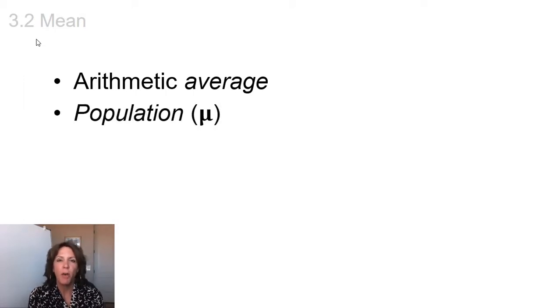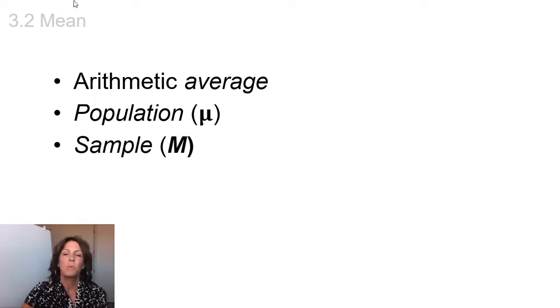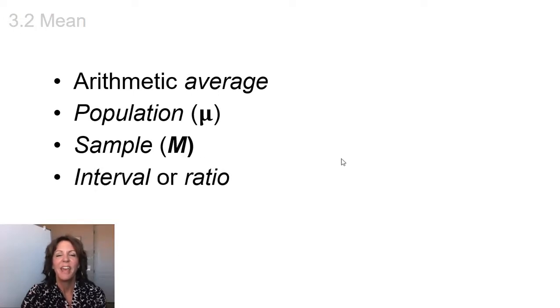When we're talking about the mean of a population, we're going to use a new symbol, and that is the Greek symbol mu. So when it's indicated with this mu symbol, it means that it's the mean of the population. When we're talking about the mean of a sample, we're just going to use a capital M. And we only use the mean as a measure of central tendency for interval or ratio scales of measurement. We can't find the mean of a nominal scale or an ordinal scale.